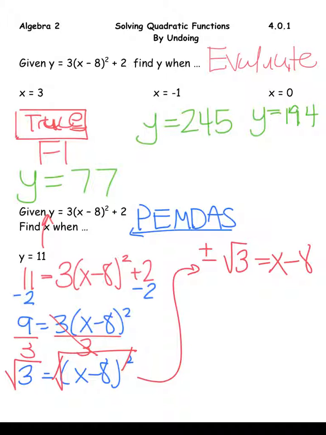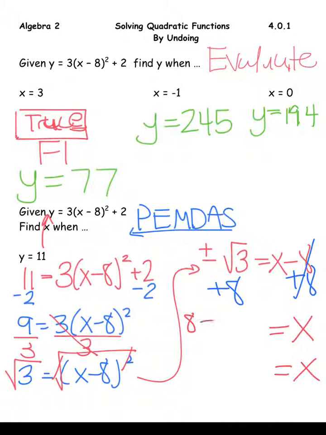Okay, continuing to work backwards. Now we're at P for parentheses. Inside what used to be the parentheses, we had x minus 8. And now we're ready to move that 8. So we're going to add 8 to both sides. And we'll have x equals. Well, that was two different numbers, remember? That was a positive square root of 3, and that was a negative square root of 3. So I'm actually going to get 2 x equals.